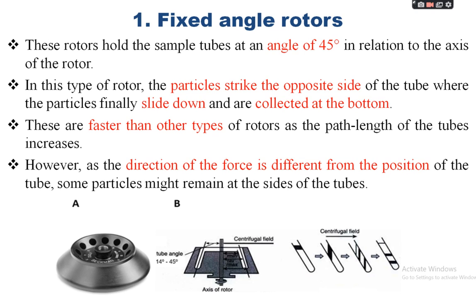So the rotating speed may differ. During different rotation speeds, some particles strike or attach to the side of the centrifugation tube. So 100% separation does not happen with the help of fixed angle rotors.